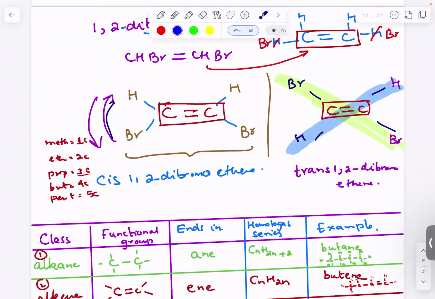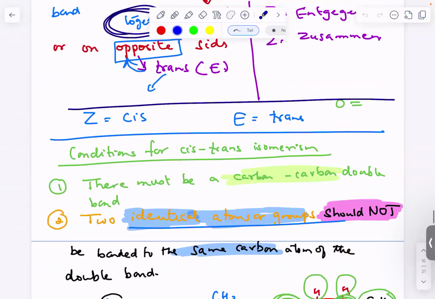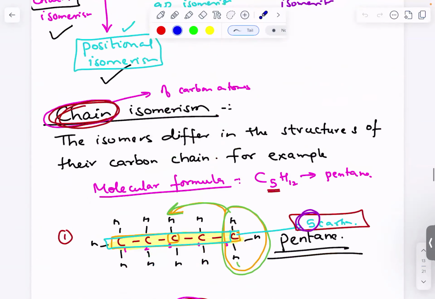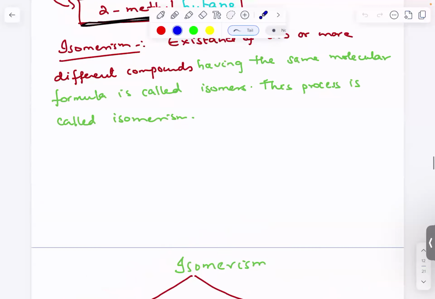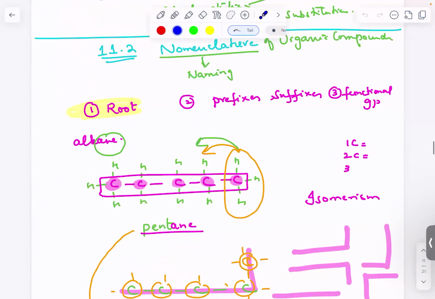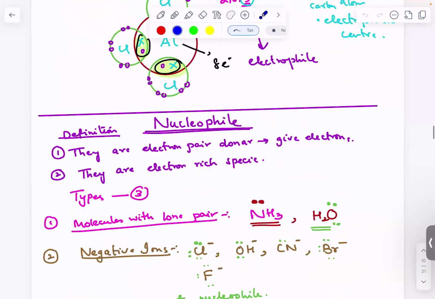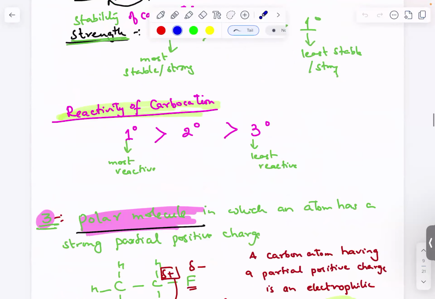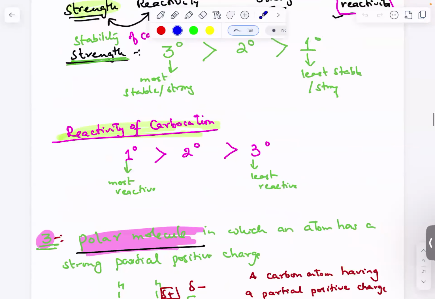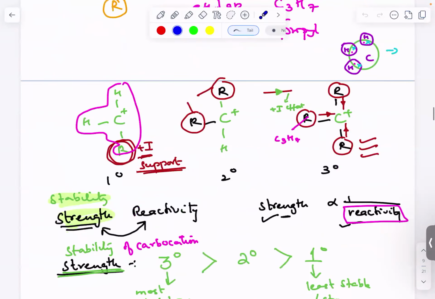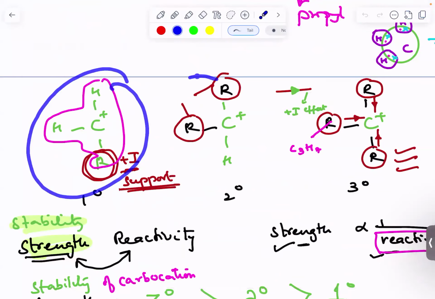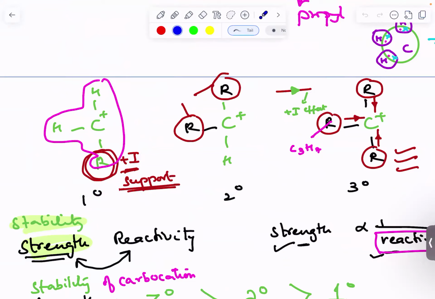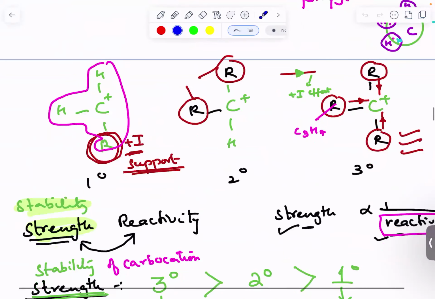One thing, if I am not wrong, we have already done carbocations. So we discussed primary, secondary, and tertiary carbocation. I think this is clear to you. I'm talking about this thing. Is it clear to you? So I can shift to the next one. Yes, it's clear. All right, fine.